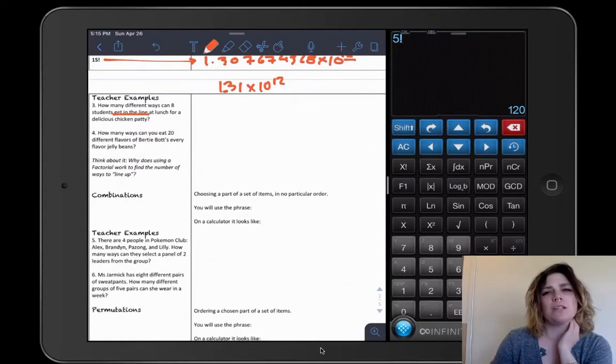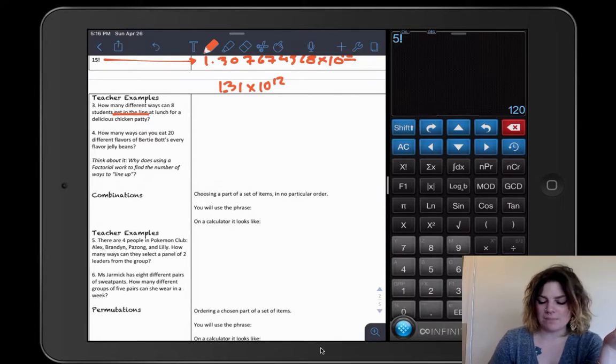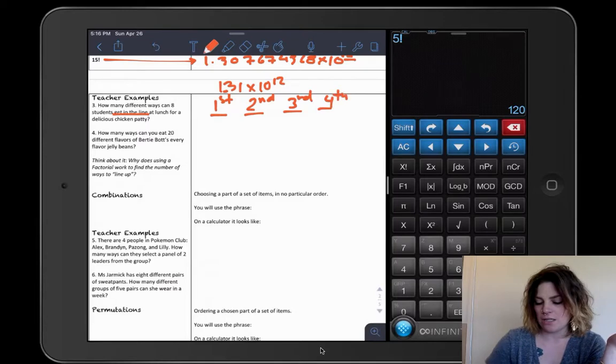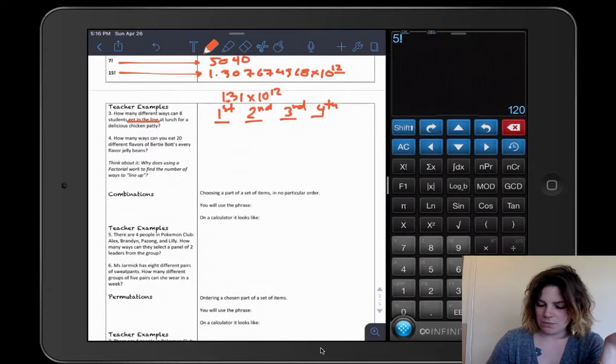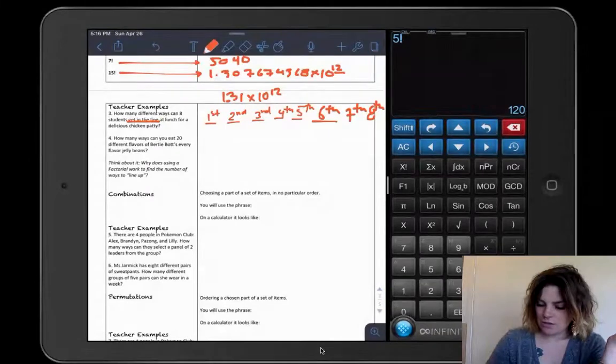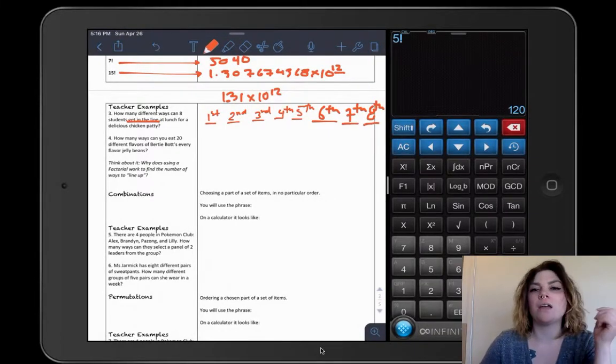If we think about it this way, a line for 8 people has 8 spots, right? So there's the first in line, there's the second in line, there's the third in line, there's the fourth in line, and then fifth, and then I'll use some iPad magic here, and then we have the 6th, and then we have the 7th, and then we have the 8th. So these are all people that are trying to get in line.